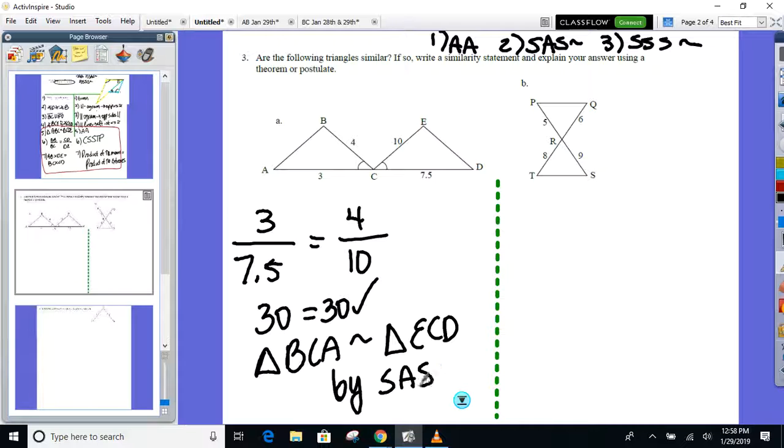Side, angle, side. And yes, I am going to be taking off on Friday. That's for congruent triangles. We need the tilde there, please. Side, angle, side with the tilde.